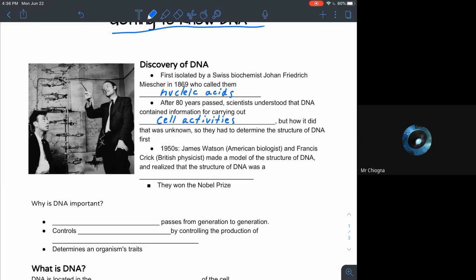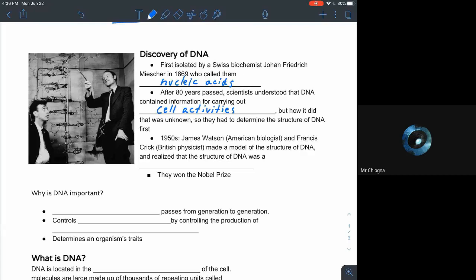Okay, so we didn't know that though. It goes on here to say, but how the cell did it, how the DNA in the cell did it, was unknown. So they had to determine the structure of the DNA first. And that enabled them to find out how the DNA made copies of itself. So James Watson and Francis Crick were the first to come up with the idea of what the DNA looked like. And they realized that it actually was in the form of what we call a double helix.